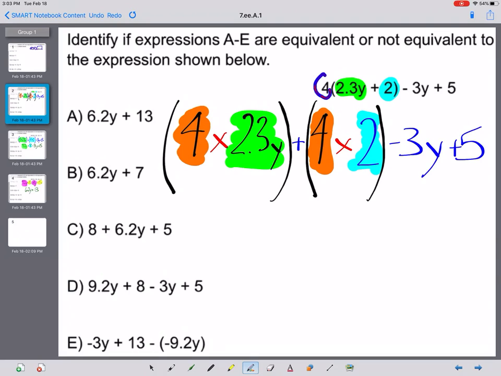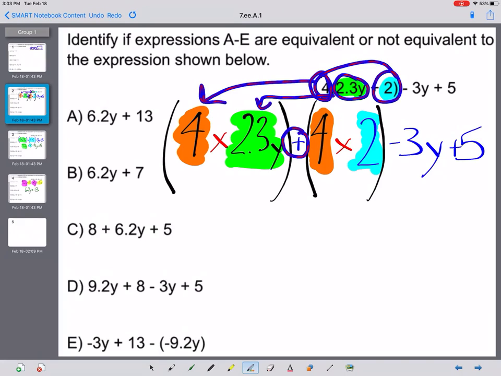Here's the 4, and we're multiplying it by this 2.3y. Now, this addition sign, which I'm circling, is something that I just put there to separate the two multiplication problems. You can see how I've identified this by color of highlight. Now it's again 4 times 2, the aqua. This is what we would handle, and again, this minus 3y plus 5, we're going to set aside until after we do the multiplication.